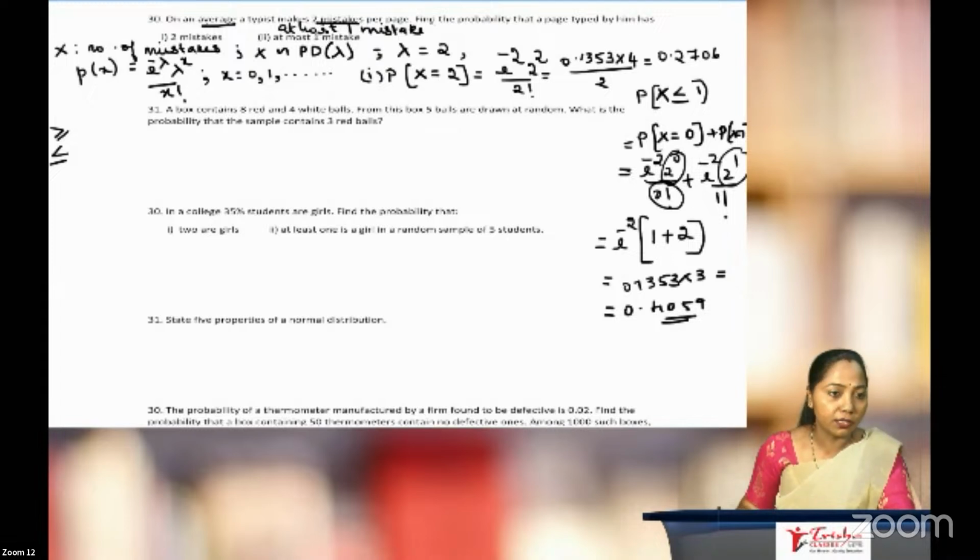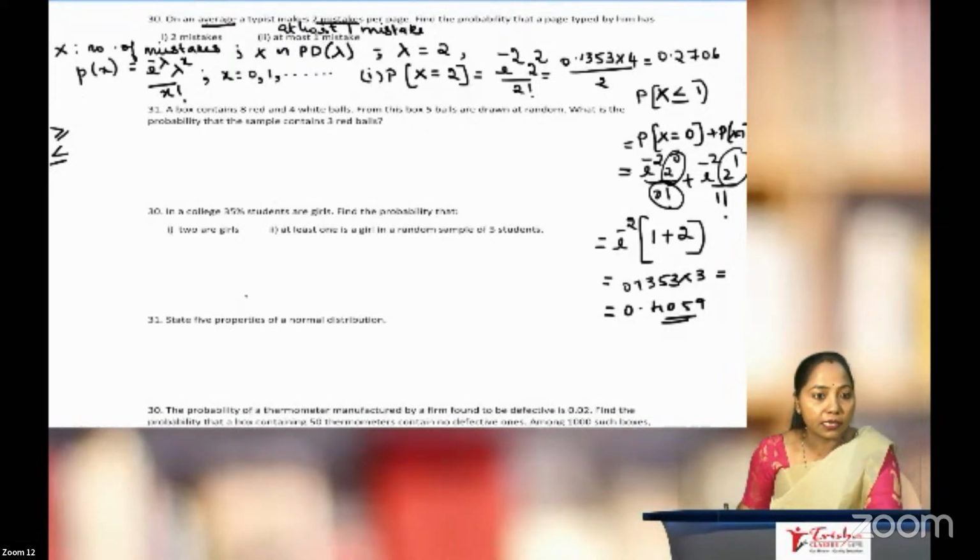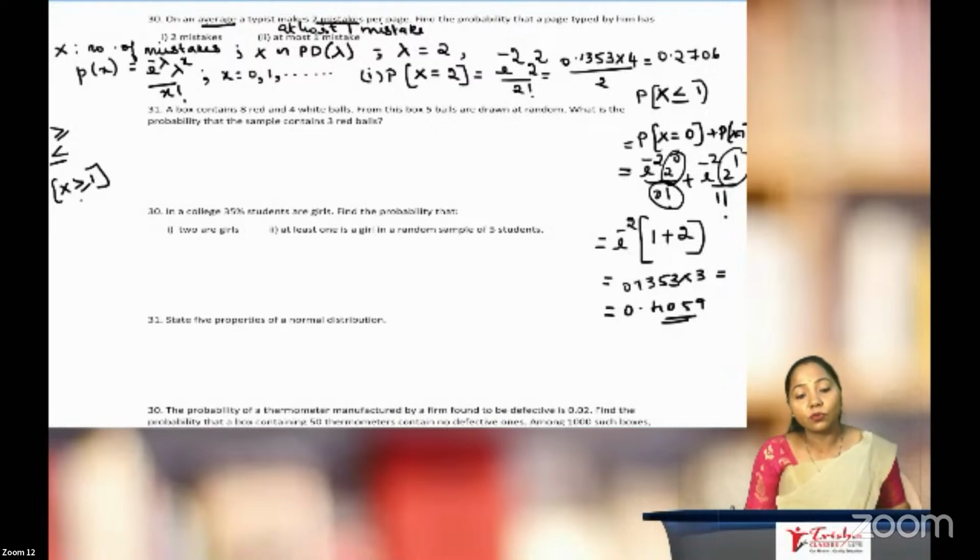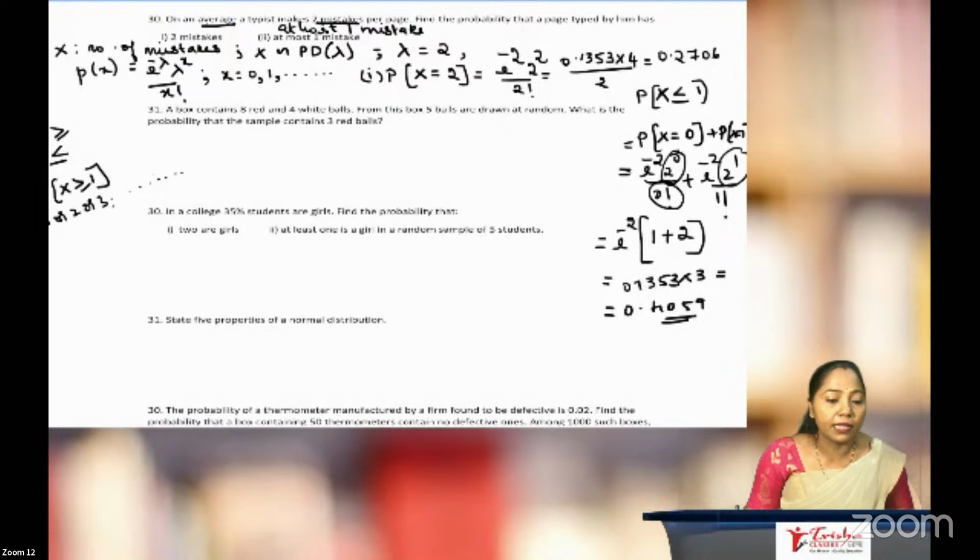It's a Poisson distribution. We don't have an upper bound over there. X can take any value. So if it is at least, it will be probability X greater than or equal to 1. What are the values taken? If it is at least 1, yes, students, it can be 1, 2, 3, 4, any value, as there is no upper bound there. So we have to go for the complement whenever it is Poisson.